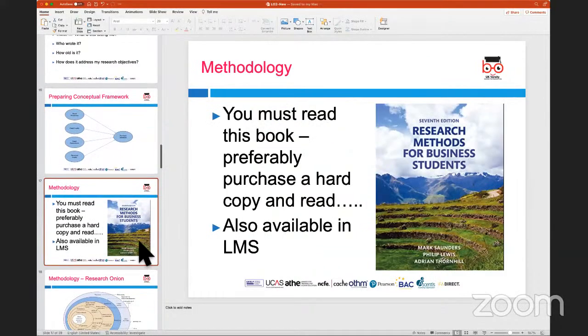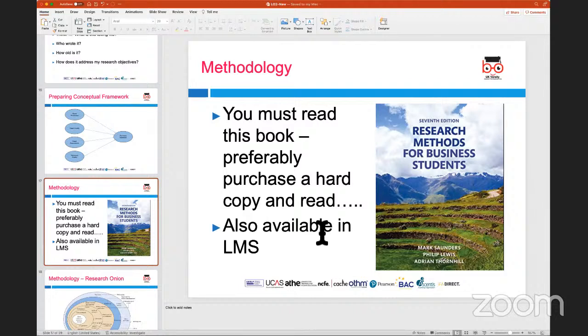Now, for the purposes of this particular unit and carrying out research and understanding this in more detail, I have a book which is available on Moodle, and this is Research Methods, a book written by Saunders and his team, which is considered a Bible if somebody is looking at undertaking research, and this is a must read.